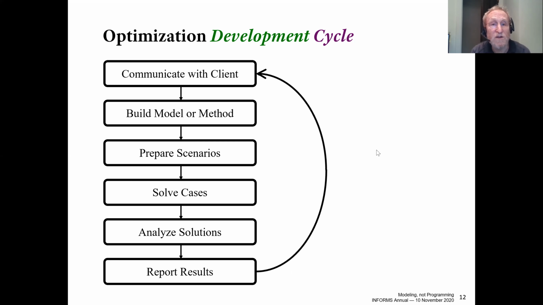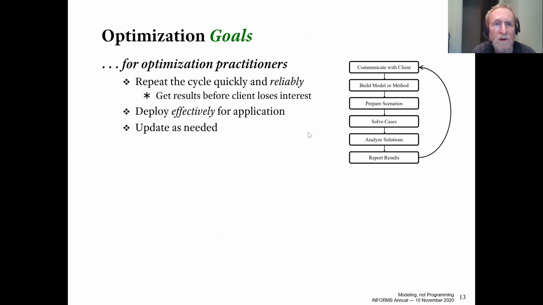And it's this cycle that really influences the way that you choose to do optimization in practice. So if you're a practitioner, because you need to do this cycle, you need to get the cycle done quickly and reliably and get some results before the client loses interest, because most of the early times through this cycle, your solution doesn't look so promising. And then you need to deploy that solution effectively for application and make updates as the situation changes over time.